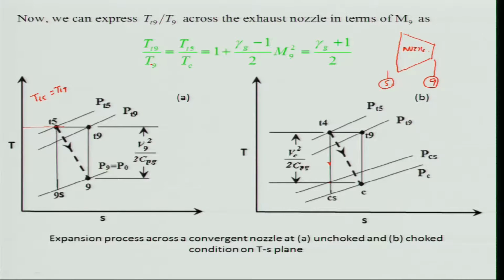And choked means what? As I told you, T t 9 divided by T 9 is equal to T t 5 by T c. If it is a choked condition, T 9 is the same as T c, and then the Mach number is equal to 1. So, this is gamma g divided by 2. Now, you know gamma g and you know T t 5, so you can get T c or T 9 very easily, because T t 5 will be known from the calculation you have done. But we will not be knowing whether it is choked or not. Suppose it is not choked and you are taking this condition, then you will be in trouble.